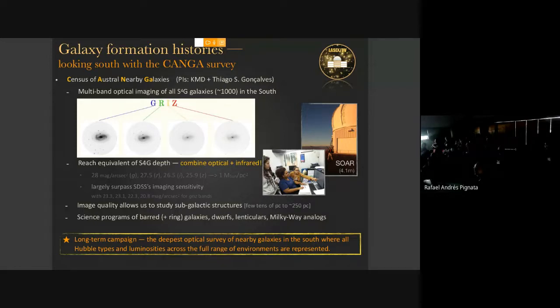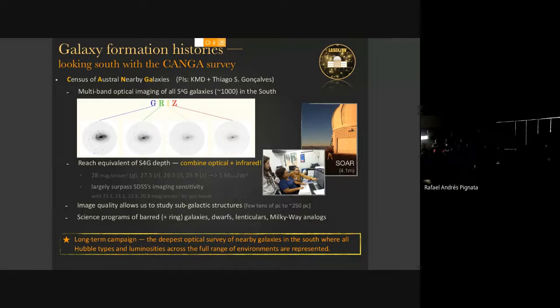So this is basically the summary of the Kanga survey. Those that have been in Brazil at some point know that Kanga can easily be associated to Rio, to the beach. And you always like your sarong or kanga to go to the beach. And this is the census of austral nearby galaxies. Clearly, we're going for the acronym, but it works because it's austral galaxies and they're nearby. Chiao and I are the PIs.